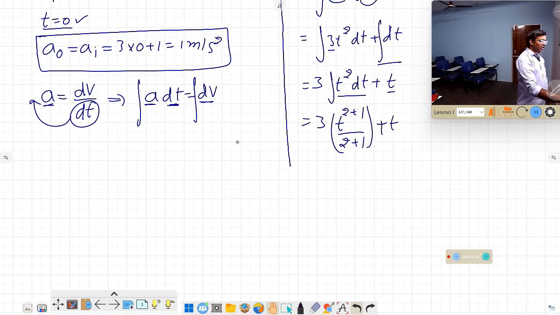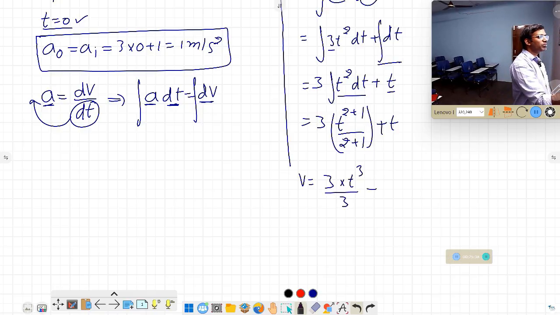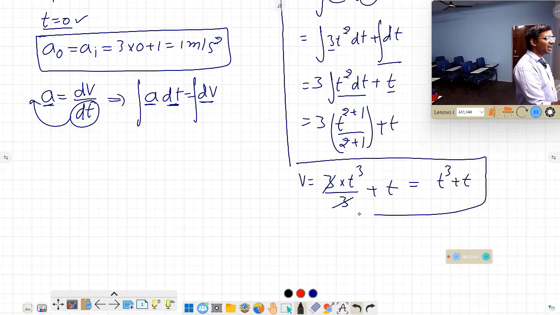Now next step, what can I say? So simply, velocity v is equal to 3 into, this becomes how much? t cube by 3 plus t. So this 3 gets cancelled. So we are going to get the equation, that is t cube plus t. So this is the velocity equation at any instant of time in terms of time function.